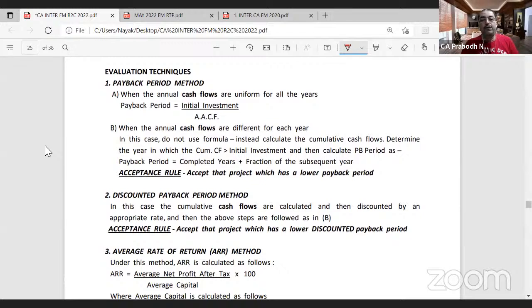Compared to this, discounted payback period is where we are making use of the discount rates. So all the cash flows will be discounted, and we calculate cumulative cash flows, which are cumulative discounted cash flows. Then again accept that project which has a lower discounted payback period. Average rate of return, ARR method.